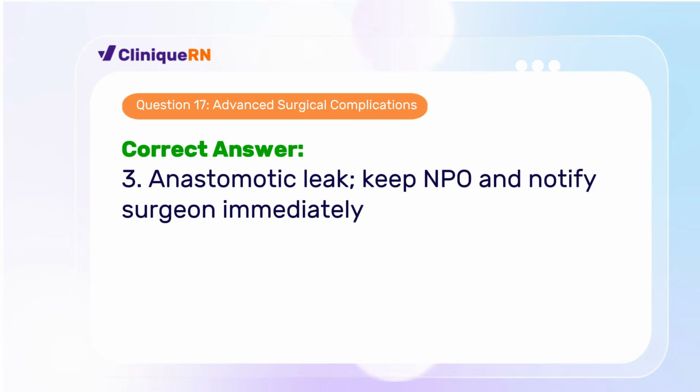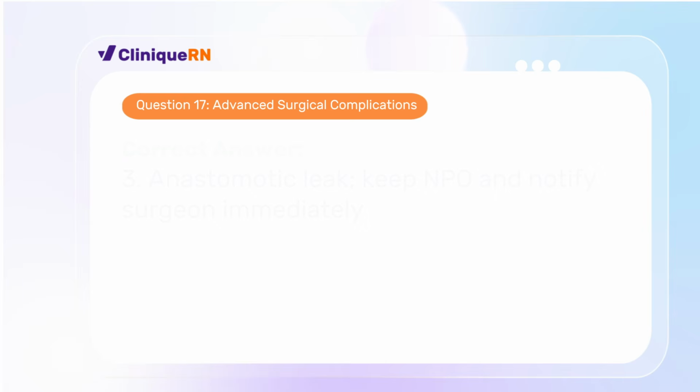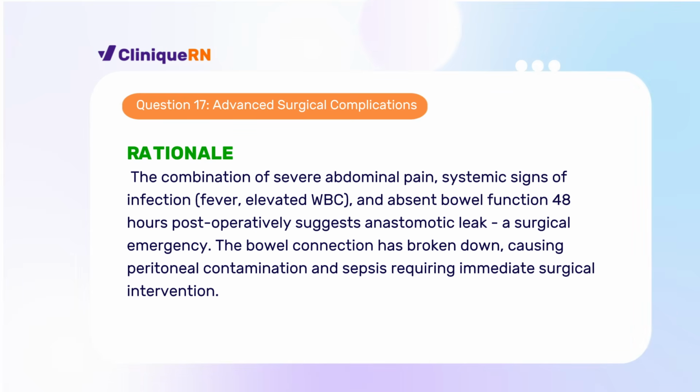The correct answer is 3. Anastomotic leak. Keep NPO and notify the surgeon immediately. Rationale: The combination of severe abdominal pain, systemic signs of infection, fever, elevated white blood cells, and absent bowel function 48 hours postoperatively suggests anastomotic leak, a surgical emergency. The bowel connection has broken down, causing peritoneal contamination and sepsis, requiring immediate surgical intervention.